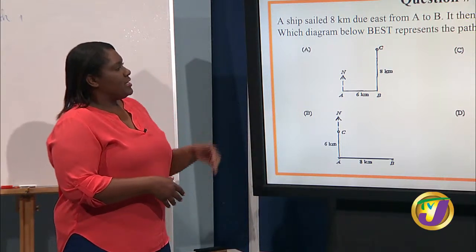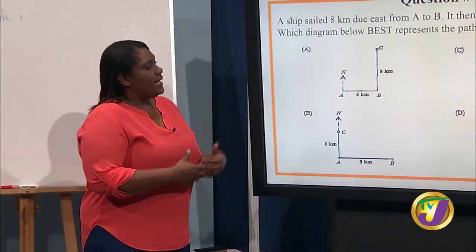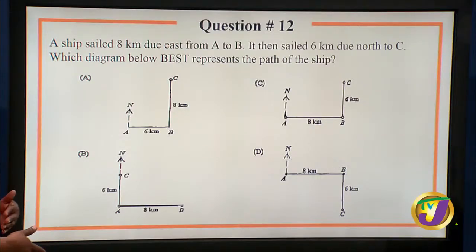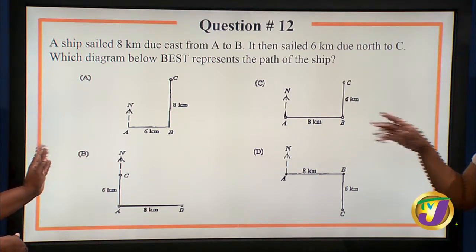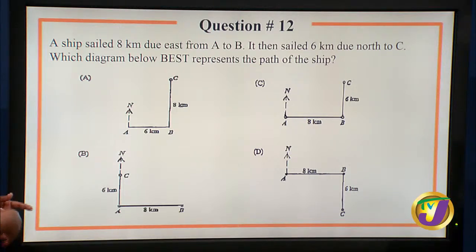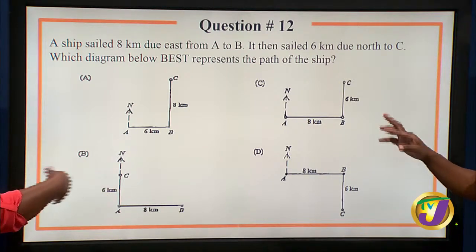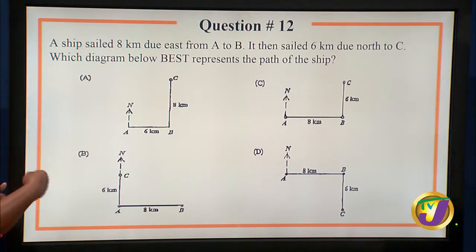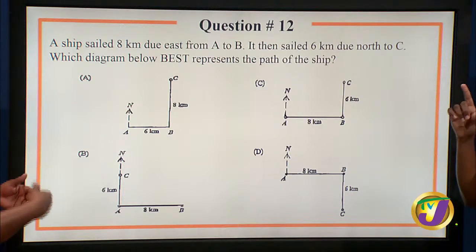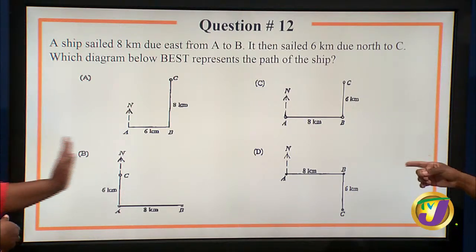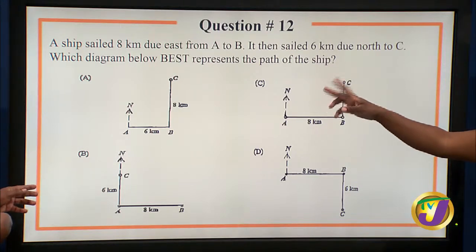So a ship sailed 8 kilometers due east. East would be 90 degrees from north. So we know that our north line points in an upward direction, as is represented here on all the diagrams. Now east would be to the right of it, in a clockwise direction. But they say sailing east, we go 8 kilometers. So we could just quickly browse through to see which of those are going 8.